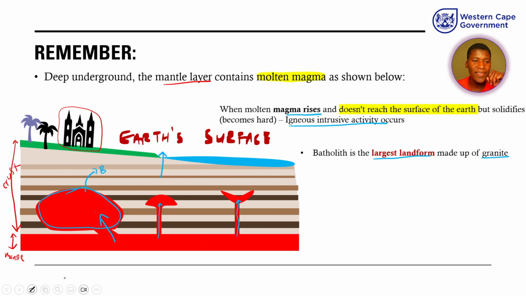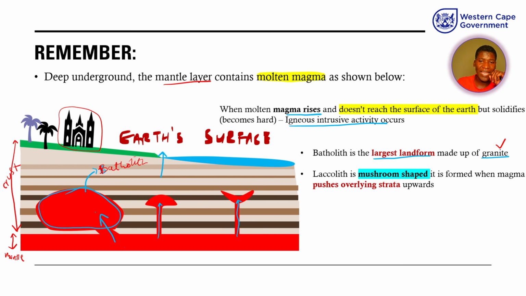So batholith just refers to the largest. This is the largest of all the landforms that can form underneath the Earth's surface or underground. So a batholith is just that largest landform that is made up of granite. We're still going to talk about the type of rock that is known as granite, but basically, when the molten magma is trying to rise and it becomes hard and forms a very big landform, that big landform is known as a batholith. It can happen that it forms a laccolith.